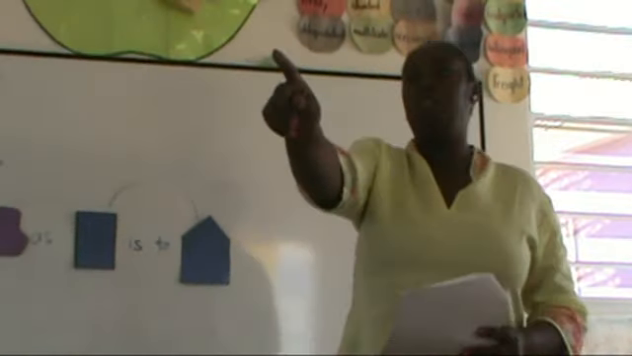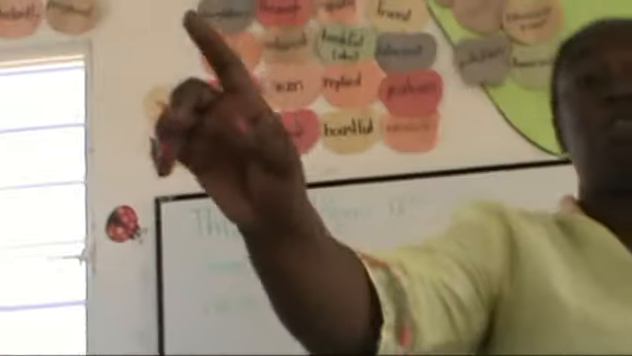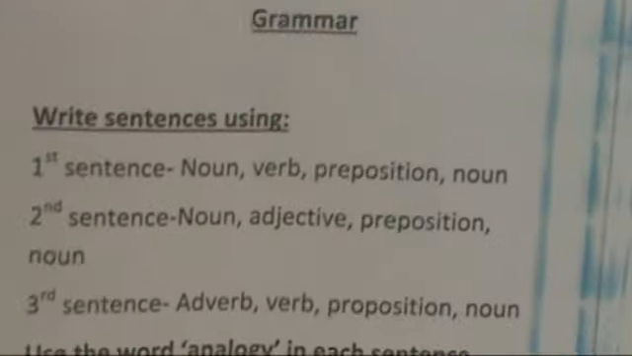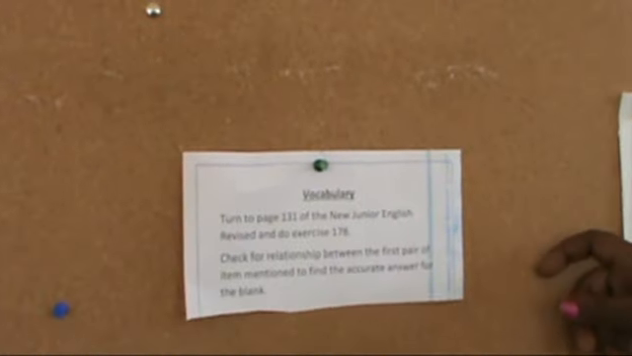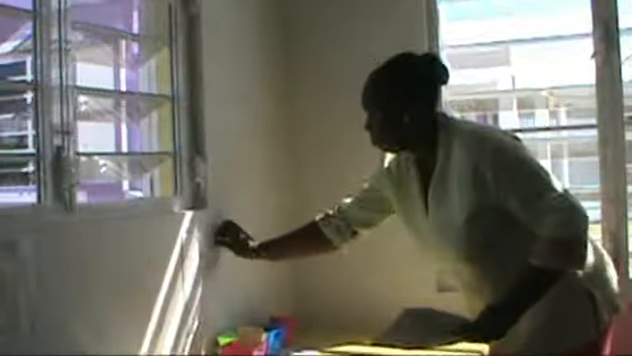Those persons that will be doing grammar, you'll go to that center, and I have the paper there. The instructions are written there. Then here is the vocabulary center. You will turn to page 131 in your New Junior English Revise and do exercise 178 from number 2. Then we have the creative writing center. There you write a letter to a friend saying what you learned about analogy. Use 2 examples of analogy in the letter as well.